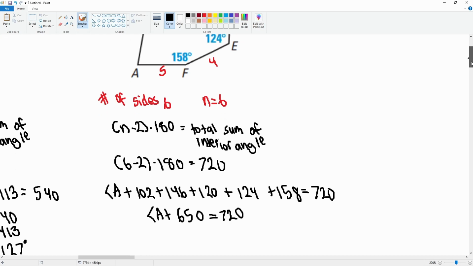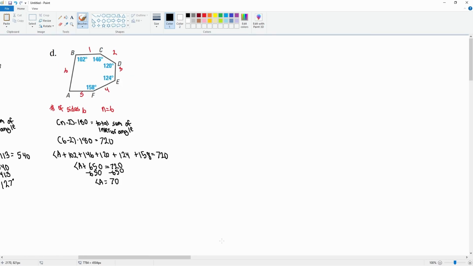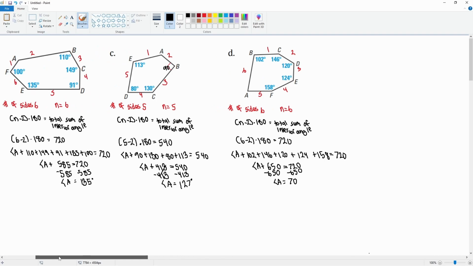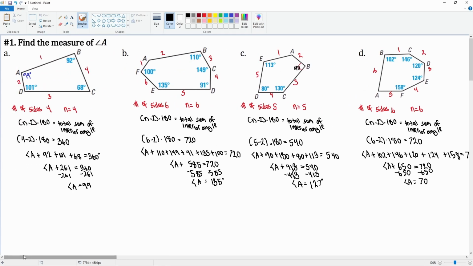Subtract the 650 from both sides. Angle A is equal to 720 minus 650. That is 70 degrees. All right, there you go. That is how to find the interior angles given a weirdly shaped object.